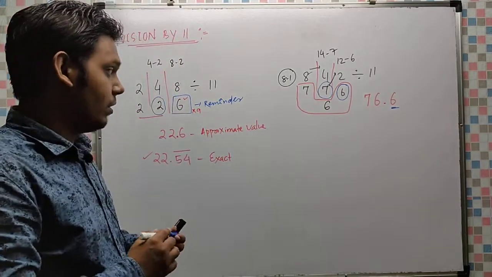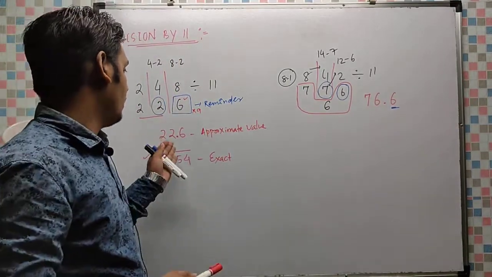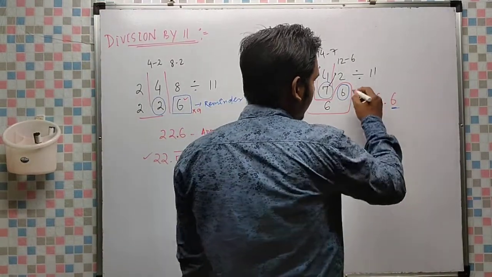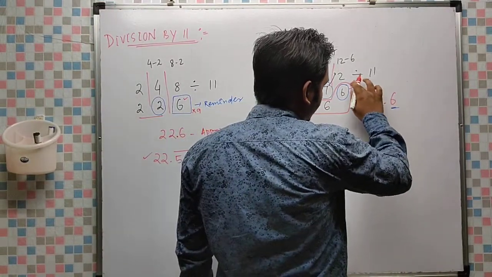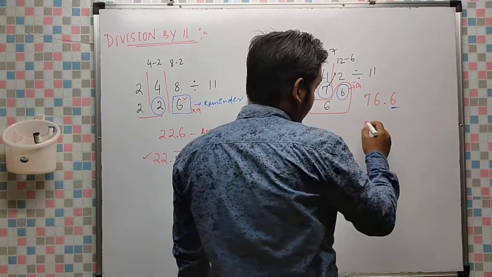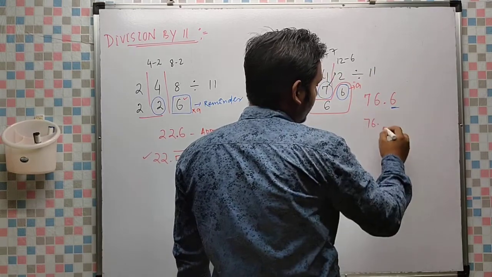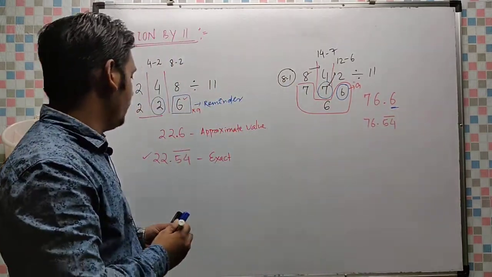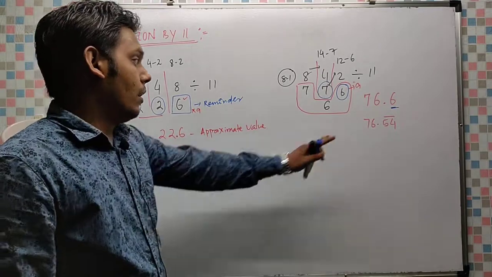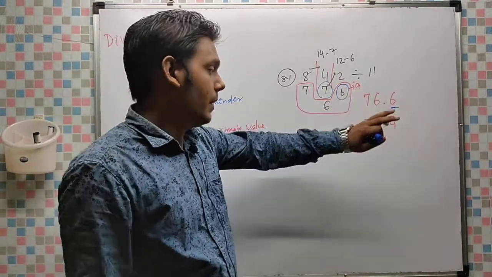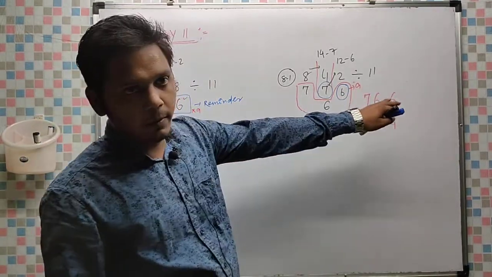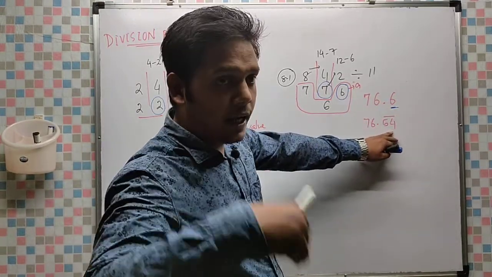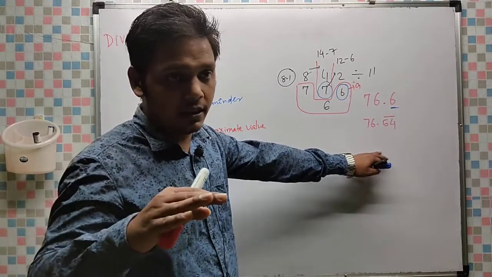If you want the exact value, the remainder, 6, will be multiplied with 9. So 76.6 into 9 gives 54 bar. Whatever the remainder may be, if it is 2, 2 will be multiplied with 9. If it is 7, 7 will be multiplied with 9. The product, 6 into 9, 54, goes after the decimal and you put a bar over it.